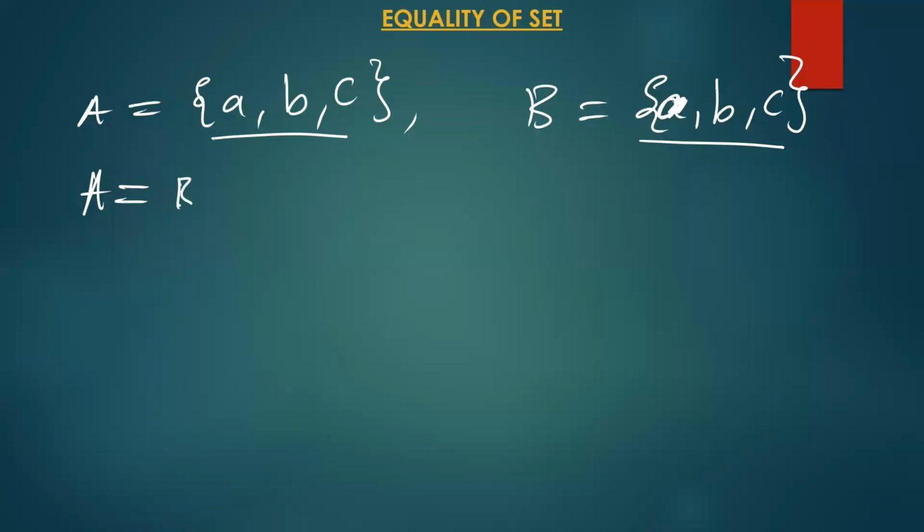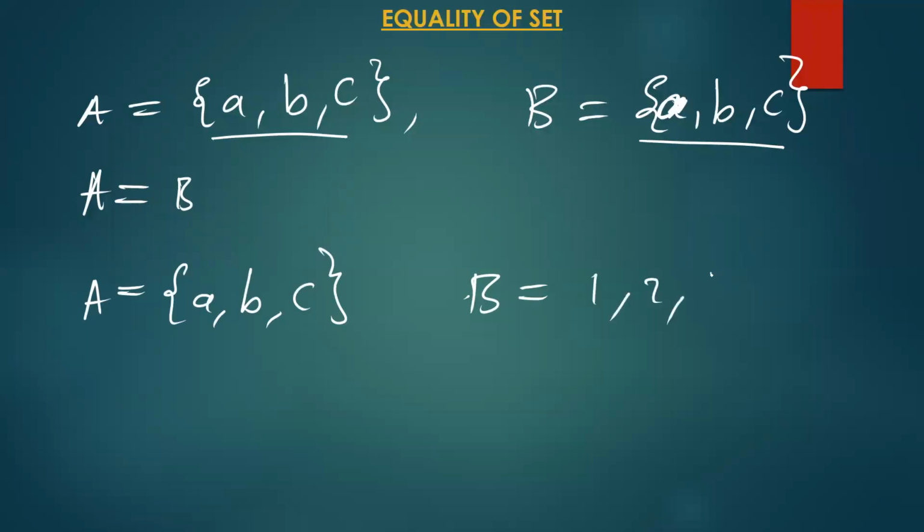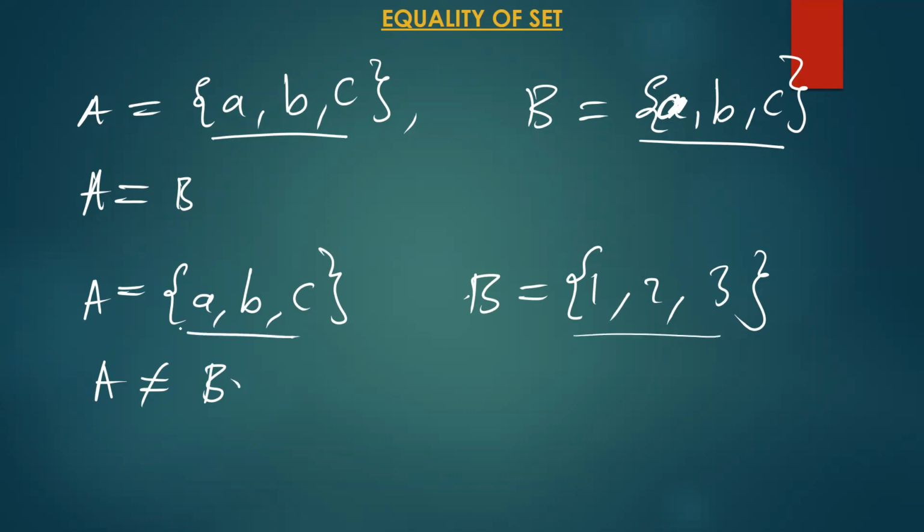Is equal to B. But if you have set A being {A, B, C}, and then B is equal to {1, 2, 3}, set A is not equal to set B because they may have the same number of elements, but the elements that are in set A are totally different from the elements that are in set B.